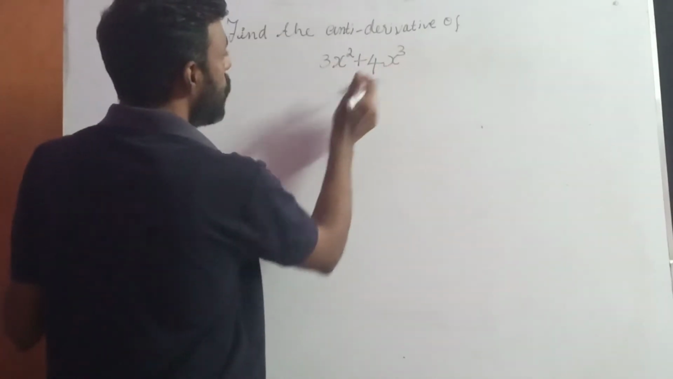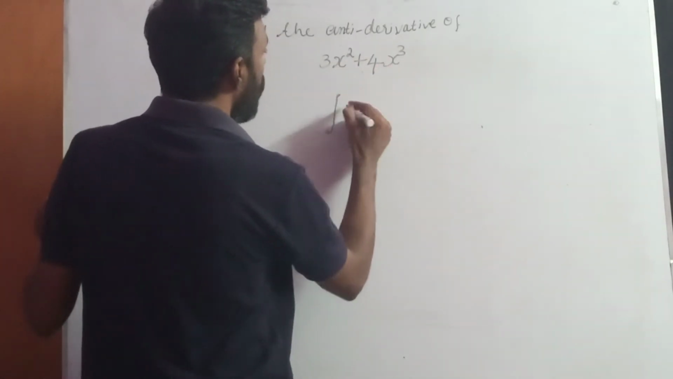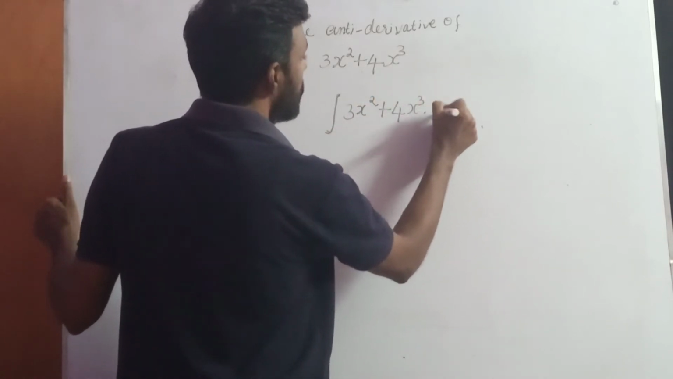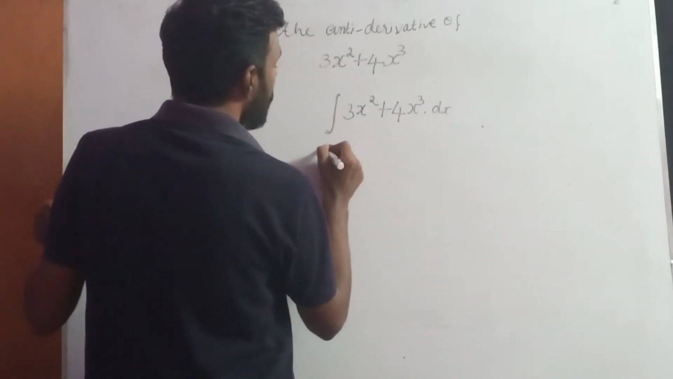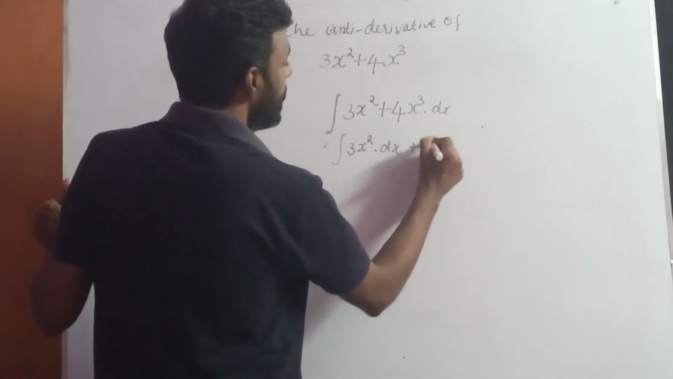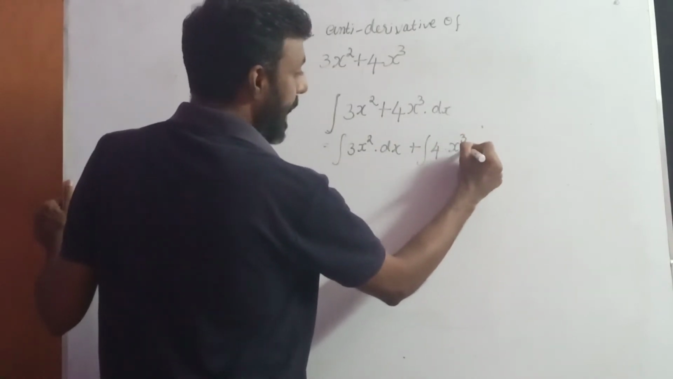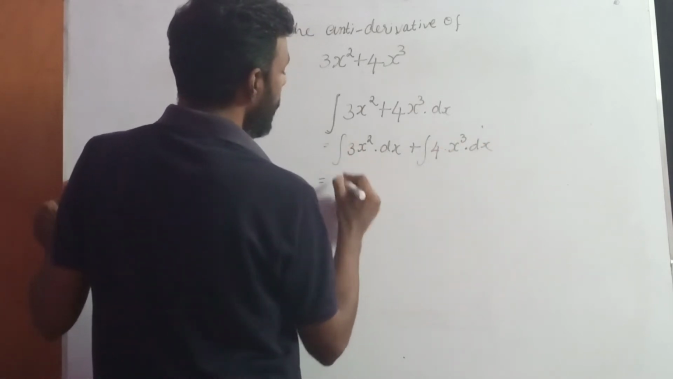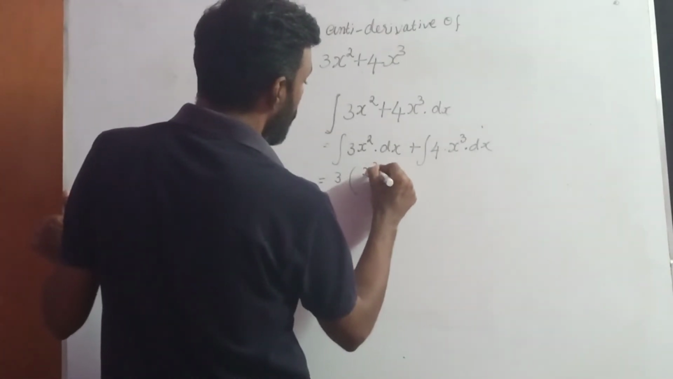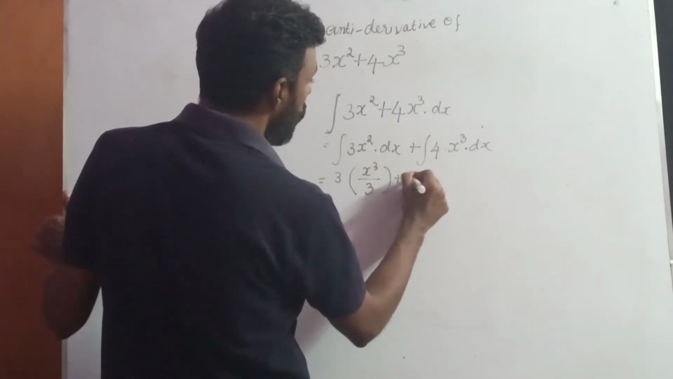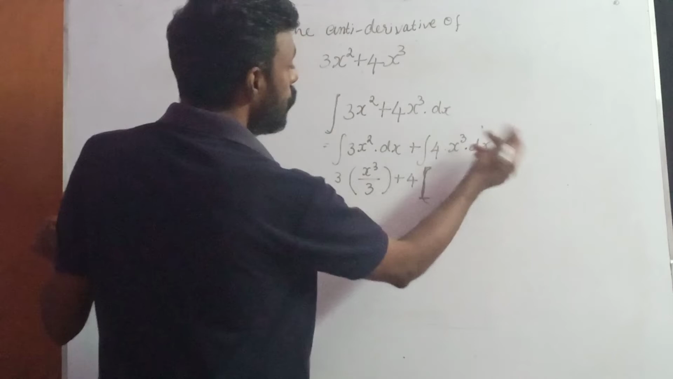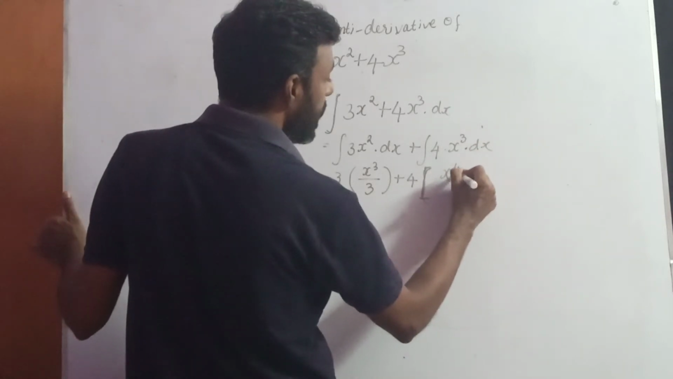So if I integrate this one, integral of 3x squared plus 4 into x cube dx, what is the value? Which is nothing but integral of 3 into x squared dx plus integral of 4 into x cube dx. So I'm bringing this 3 outside. 3 integral of x squared dx is nothing but x cube by 3. X cube divided by 3 plus 4 into integral of x cube dx is nothing but x to the power 4 divided by 4.